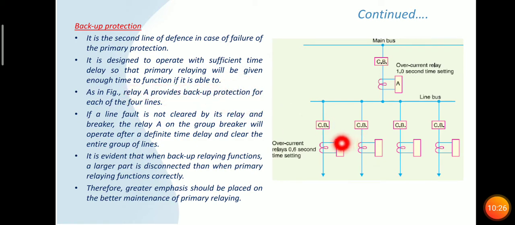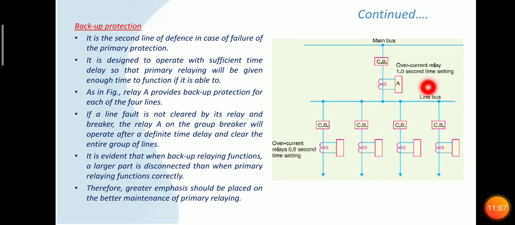Here we can see all these transmission lines have primary protection with an operating time of 0.6 seconds. And here in the main line there is a circuit breaker with a relay with an operating time of 1 second. So this relay will operate only if these relays fail to operate. This relay waits for the operation of the primary relay, and if it fails, the backup relay will operate. So the backup relay provides a secondary line of defense.